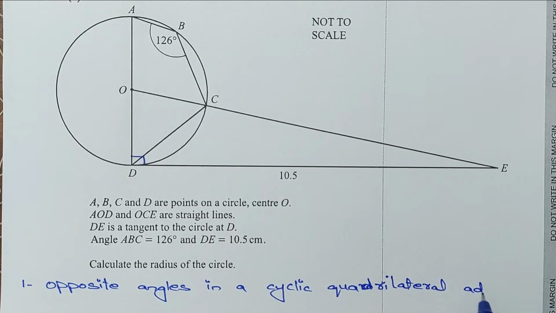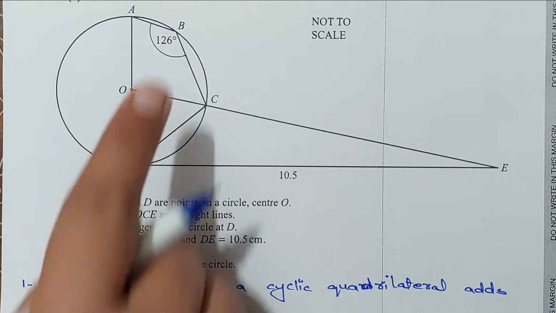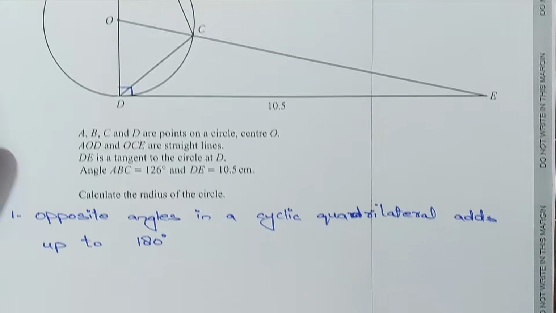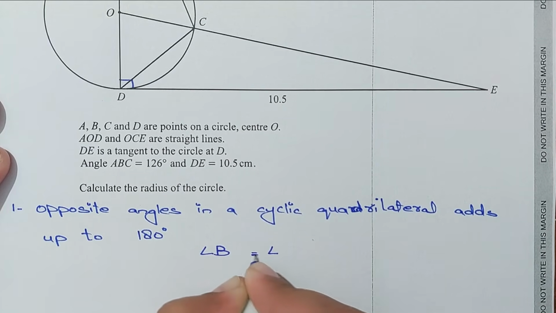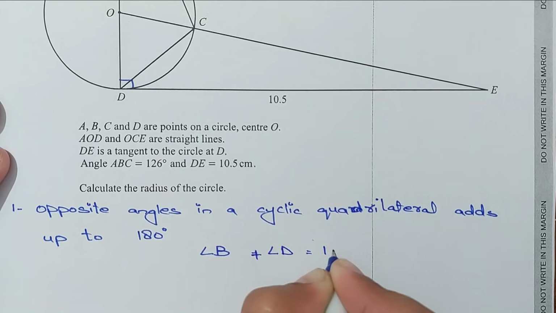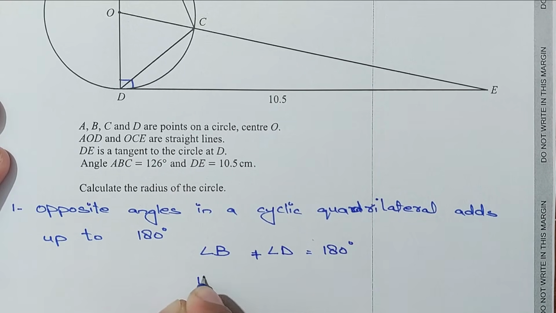Add up to 180 degrees. So what are the opposite angles? Angle B and angle D are the opposite angles. So here angle B plus angle D should be equal to 180. Angle B is 126 degrees. We don't know angle D, and this adds up to 180 degrees.